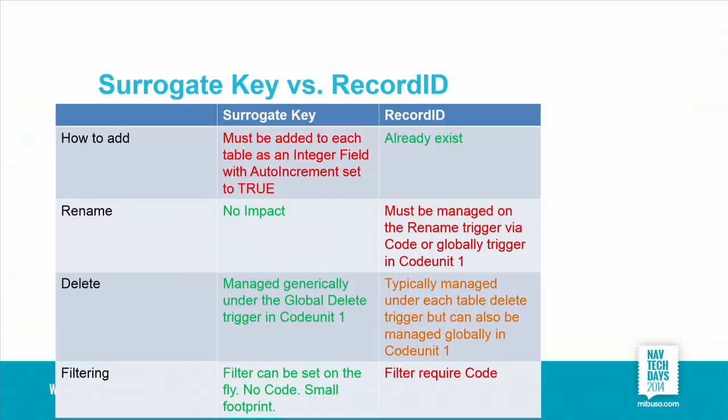If I delete, there's some issues. I need to, of course, delete the records in whatever table I have that I have linked into my surrogate key. But I can manage that in Code Unit 1 on the global trigger. The same could be said about record ID. I think most implementations I've seen is always handled on the delete trigger.